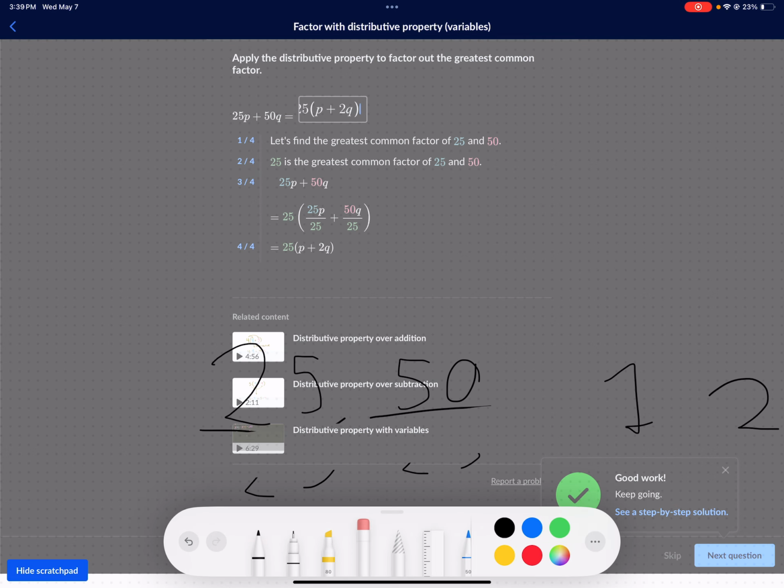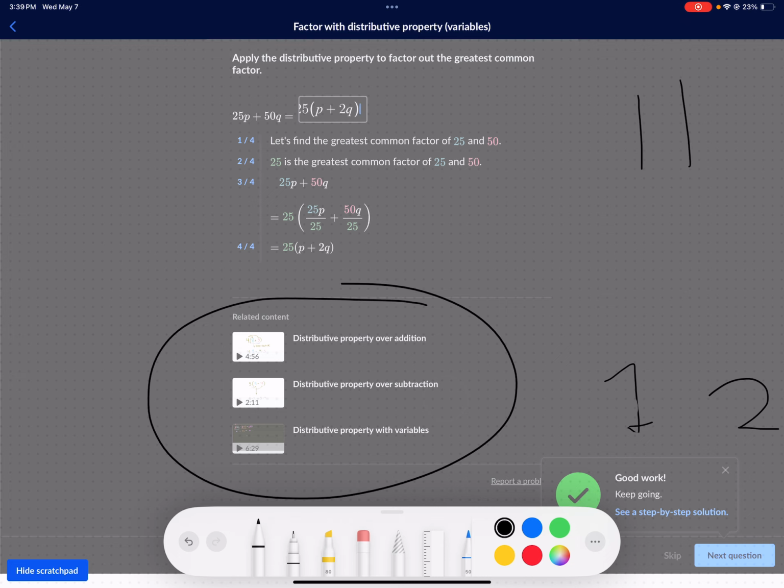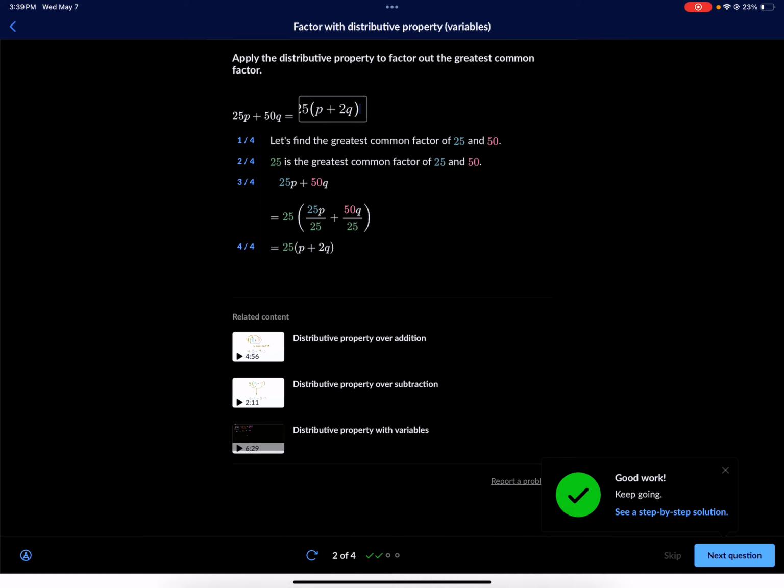Happy studying. And yeah, you might want to have one of those tables where they show you like times tables, because that'll be very helpful when you're trying to find the greatest common factor.